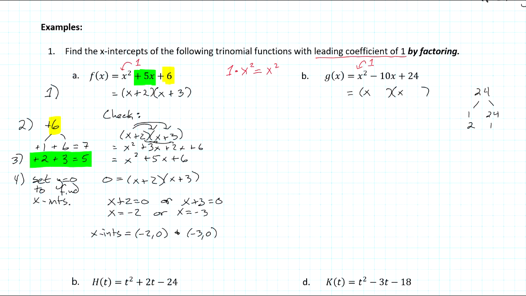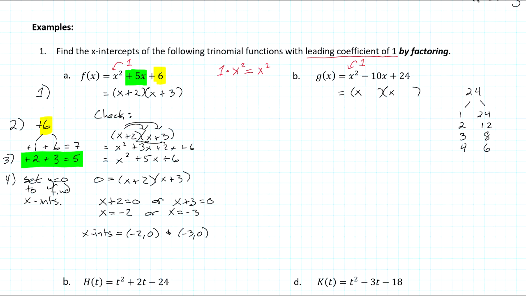We have 2 and 12. We've got 3 and 8. We have 4 and 6. These are all of the factor pairs for 24. And we want to find 2 of them that add up to negative 10. The goal is to get them to add to negative 10. And they need to multiply to be a positive 24.